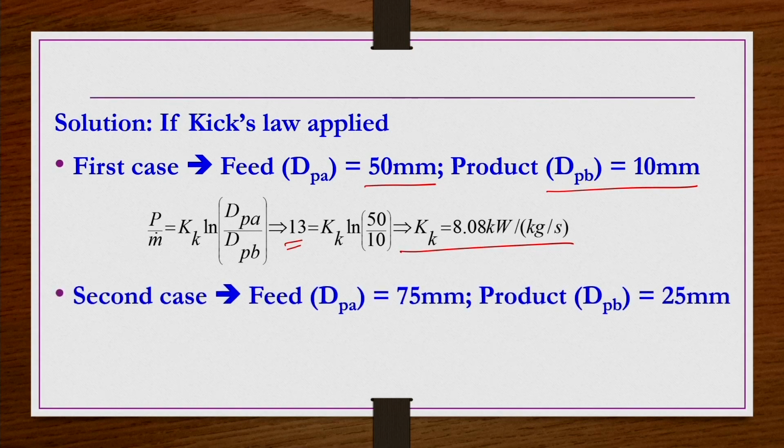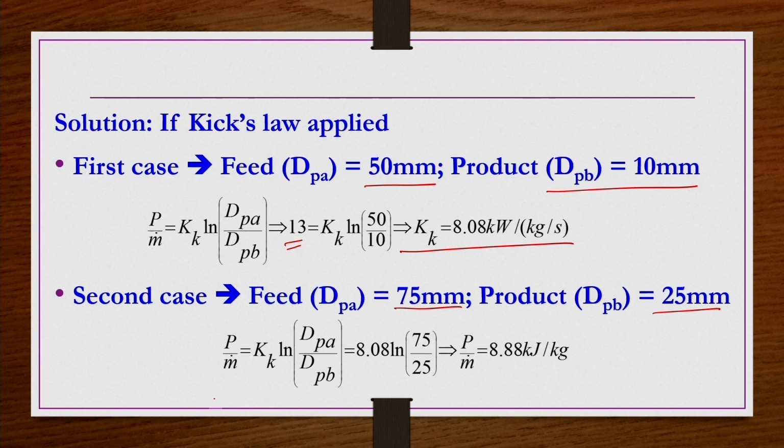Now, the second case: the average size of the feed dPa is 75 mm and the average size of the product is 25 mm. So how much power is required? We apply the same equation, P by m dot equals Kk ln dPa by dPb. Kk we just found as 8.08, which you can substitute here, but now dPa is 75 and dPb is 25. Then you will get 8.88 kilojoules per kg.